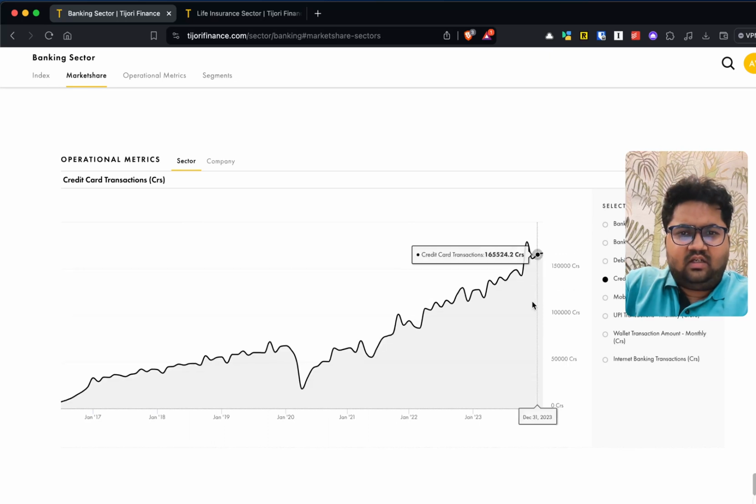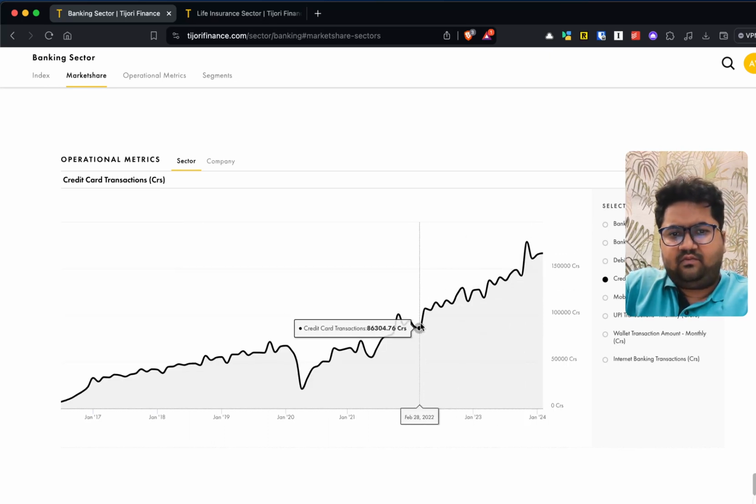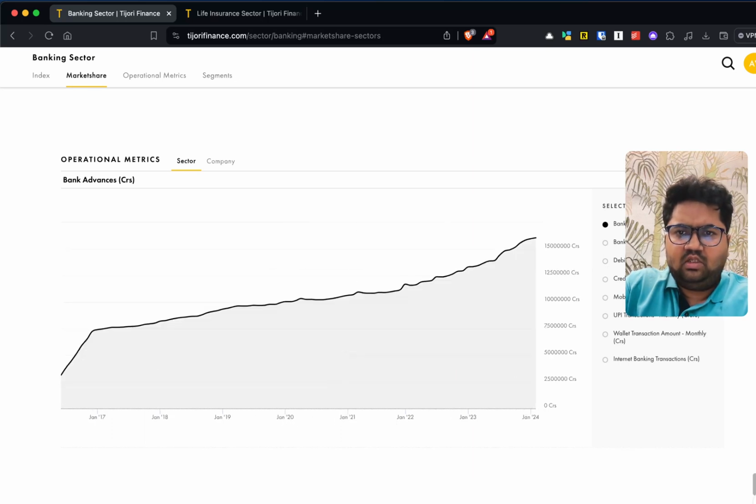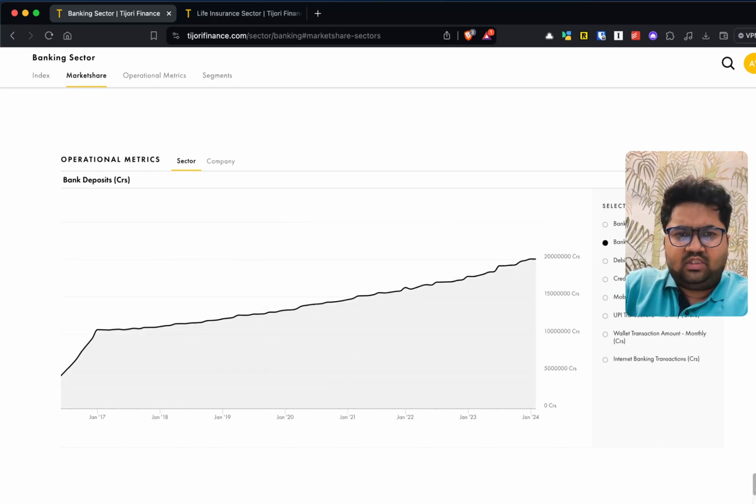But then the credit card transactions are really increasing after 2022, or actually after COVID, it's really hitting a good number. Bank advances and deposits are not growing at that rate compared to the card transactions.